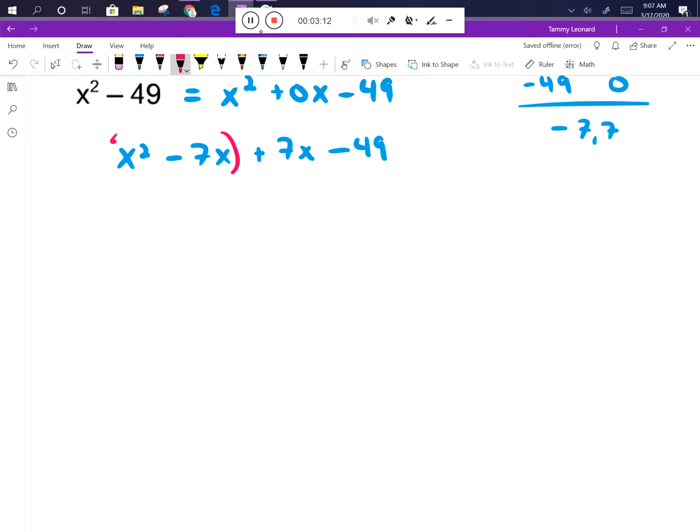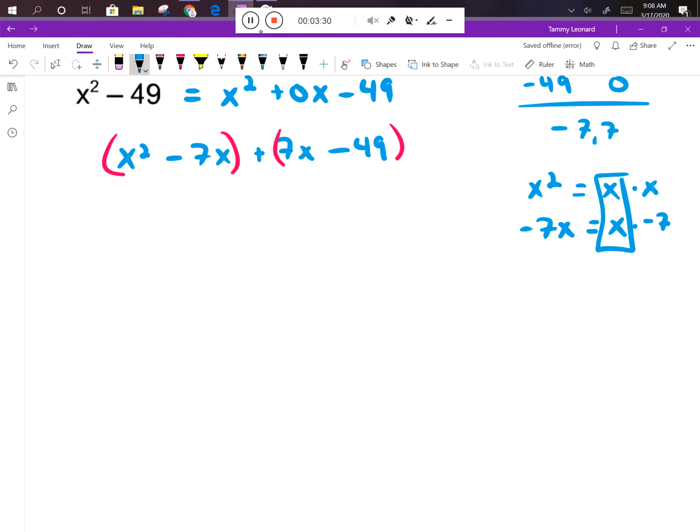Let's group the first 2 terms and the last 2 terms like we always do and look for greatest common factors. So for x squared and negative 7x, their greatest common factor is an x. X would be multiplied by another x to get to x squared and would be multiplied by a negative 7 to get to negative 7x. So I factor out the x that they have in common and we leave behind an x minus 7.